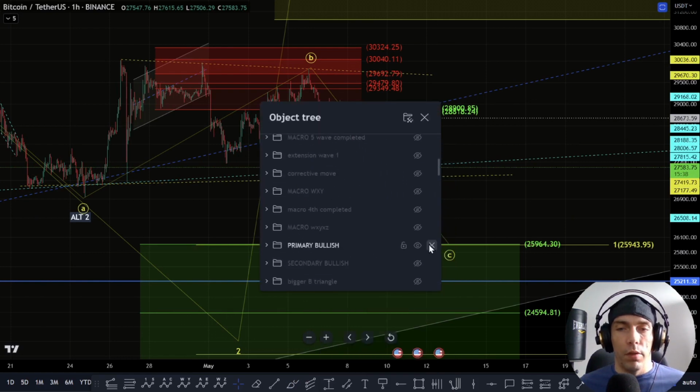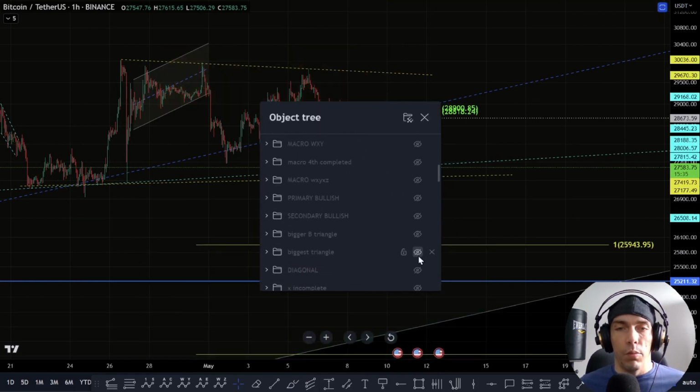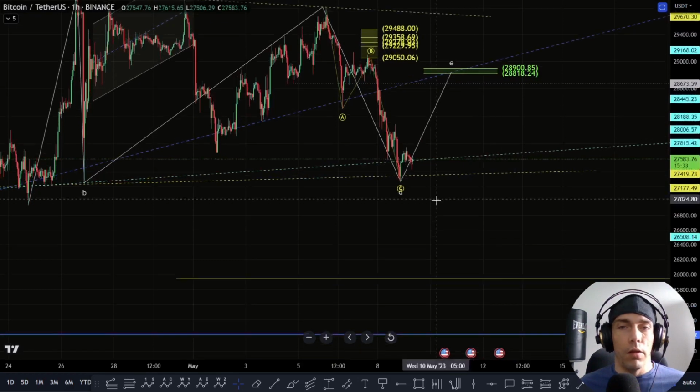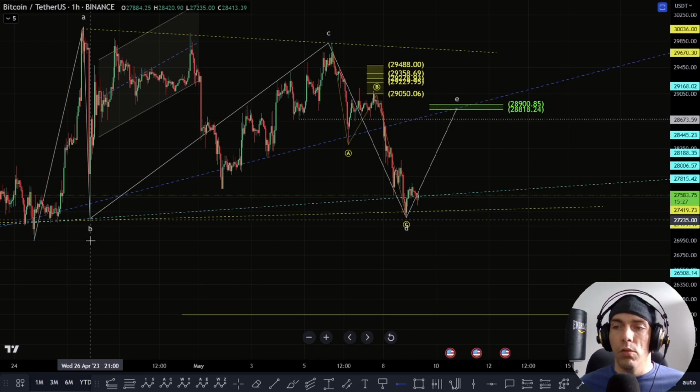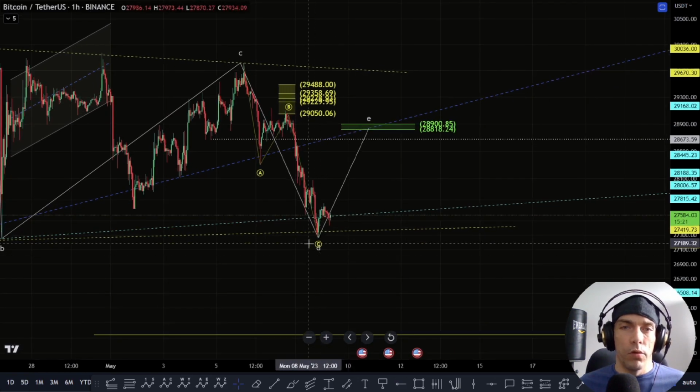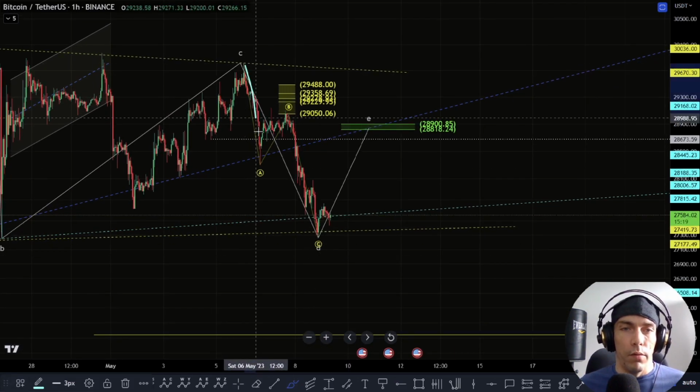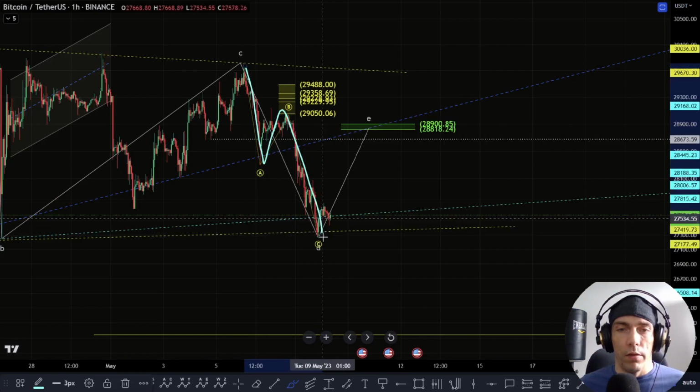Now, we were talking about a couple of things as well. We're talking about that possibility of still being in a triangle. So this actually hasn't invalidated because we didn't come down lower than this B wave low here, which was actually at this 27,235. So for as long as we remain above this, we need to be cautious because all we have here is a 3-wave move to the downside like this, A, B, and C.